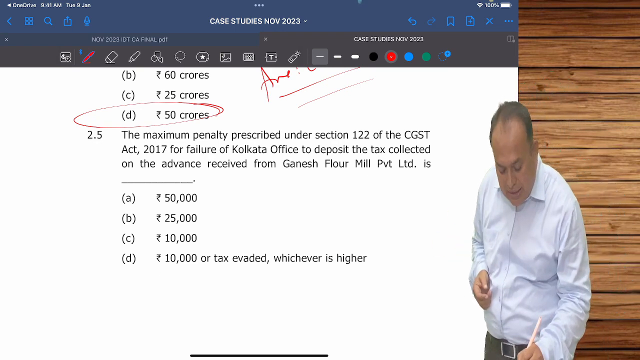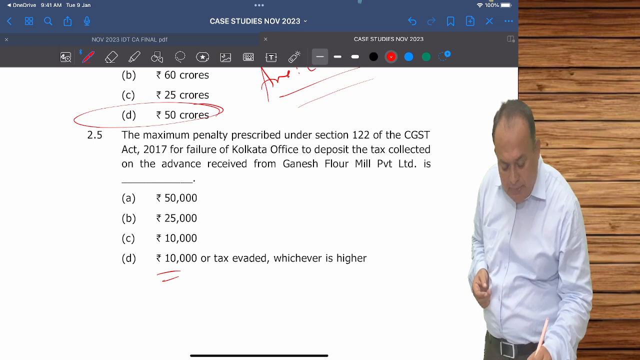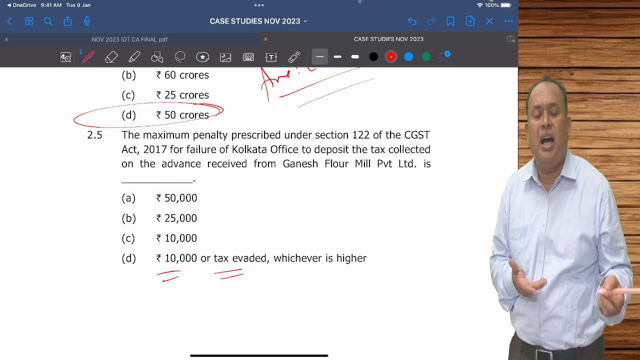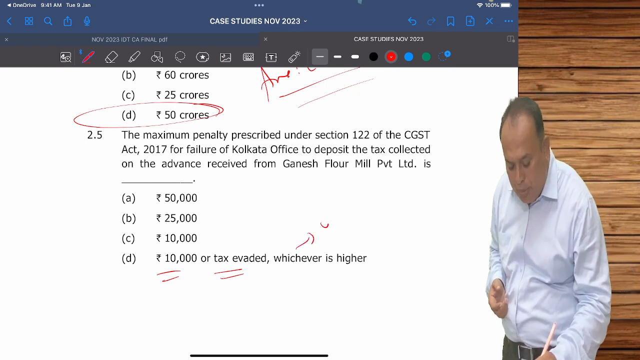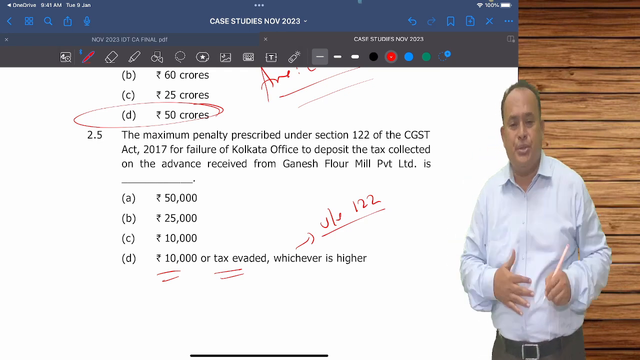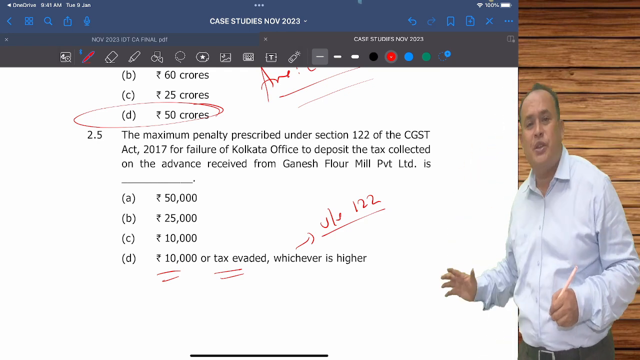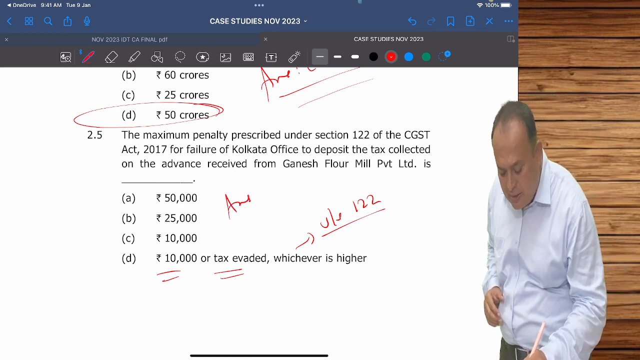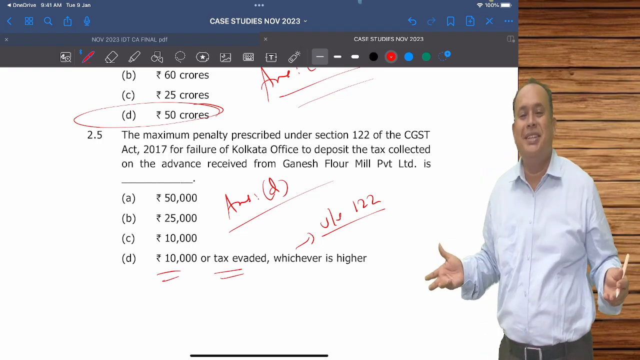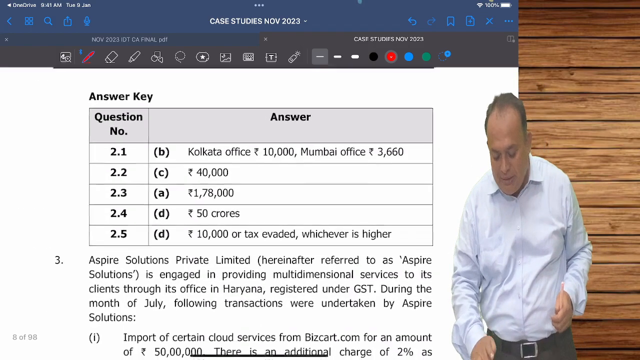Here rupees 10,000 or 100% of the tax evaded amount, whichever is higher, is the amount of penalty under section 122 of the GST Act. Equal amount of GST also. Therefore, the right appropriate answer in the given case is D. As simple as this.